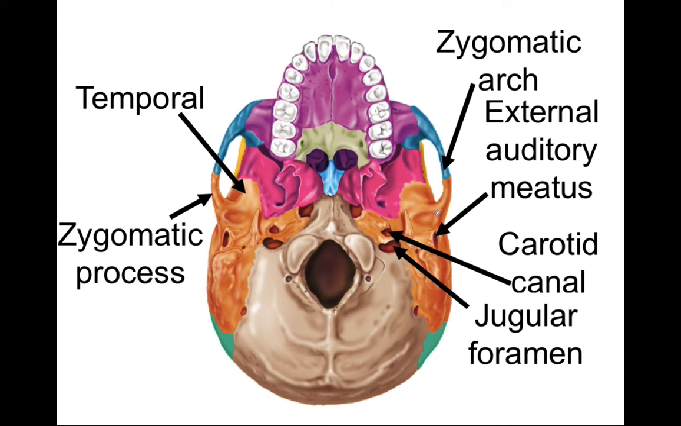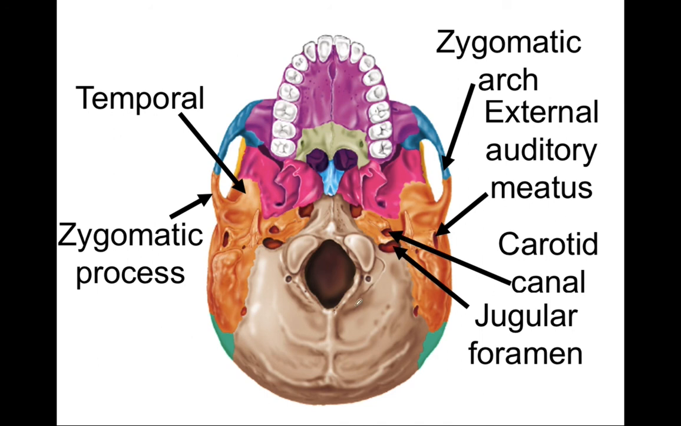Now, as we move to a more inferior position, we'll see that the temporal bone contains two other holes in it as well. We have the carotid canal and the jugular foramen. The carotid canal is found anterior to the jugular foramen. And the jugular foramen can be found just behind the carotid canal and a little bit bigger than the carotid canal as well.